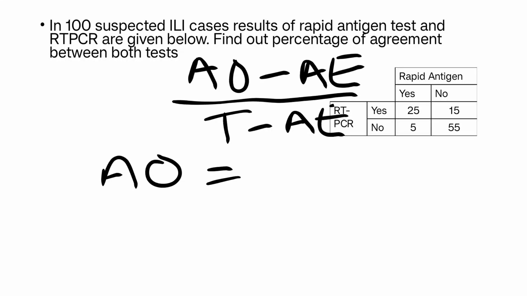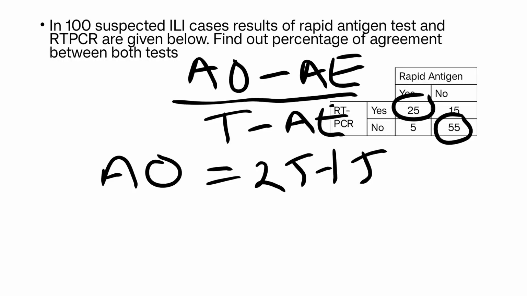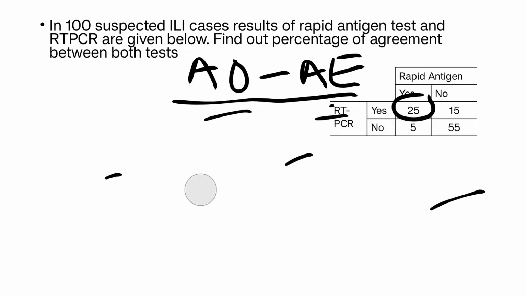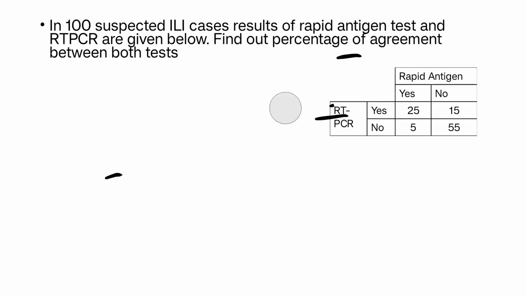Here we see that the value 25 is positive by both and the value 55 is negative by both tests. So 25 plus 55 is equal to 80. 80 is the value of AO. Okay, so I am clearing it. So the value of AO is 80.